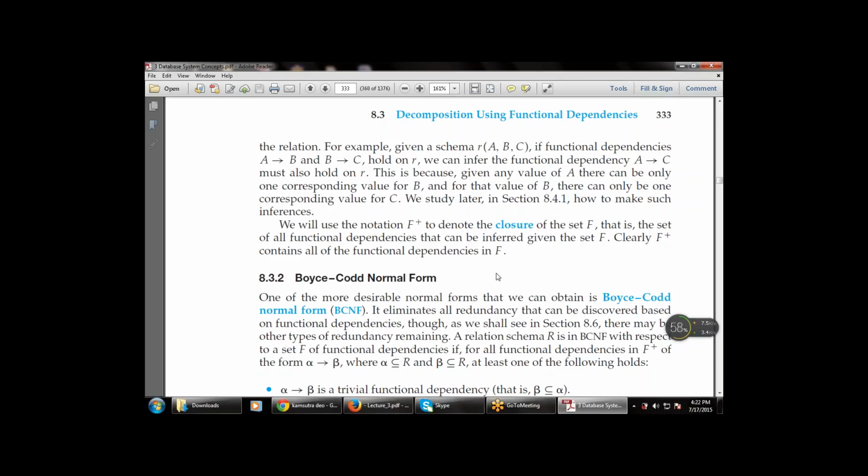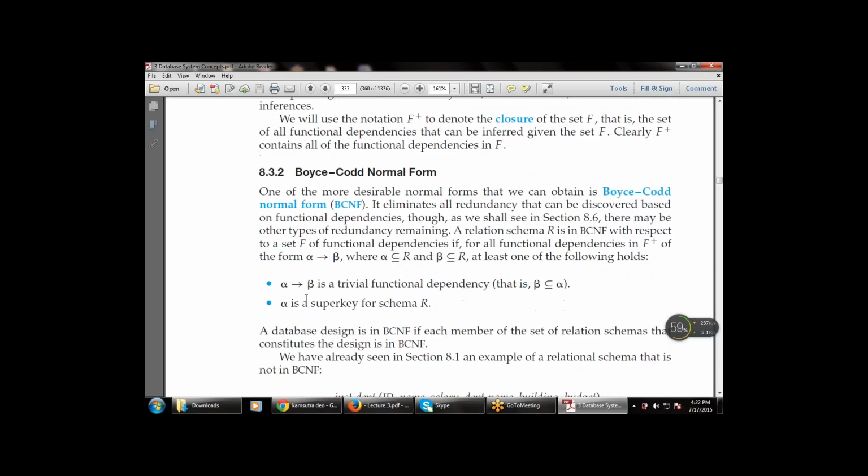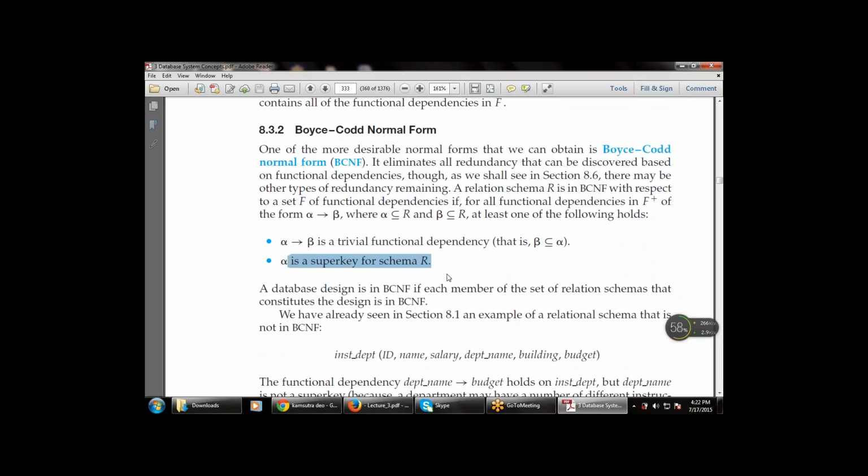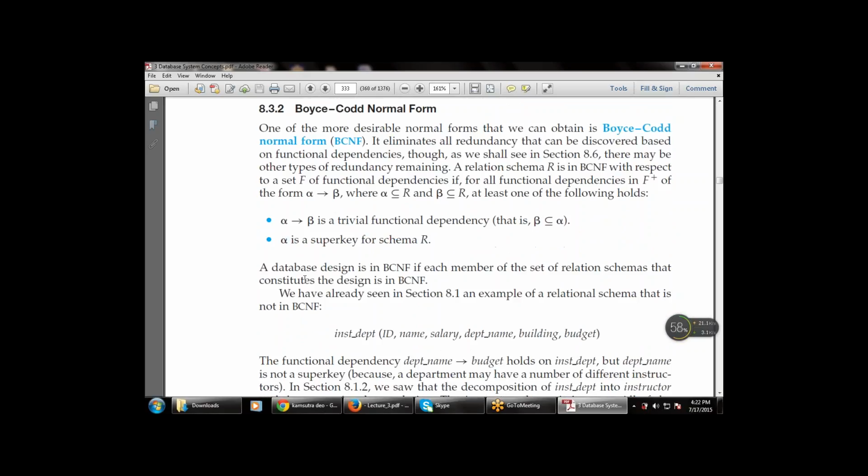So BCNF is nothing but a normal form in which data redundancy is removed, so it eliminates all the redundancy that can be discovered based on the functional dependency. For a functional dependency alpha to beta, either beta is contained in alpha, or alpha is a super key for the schema R. Then the database design is in BCNF. Each member of the set of relation schemas that constitutes the design is in BCNF. So when we say that the database design is in BCNF, every member of the set of relation schemas that constitutes the design is in BCNF.